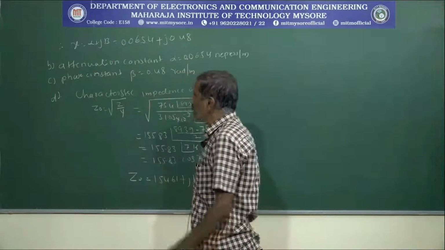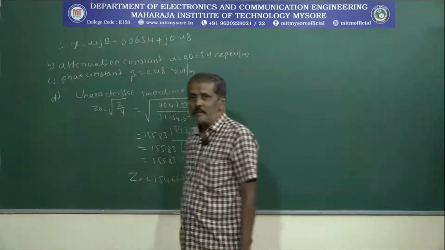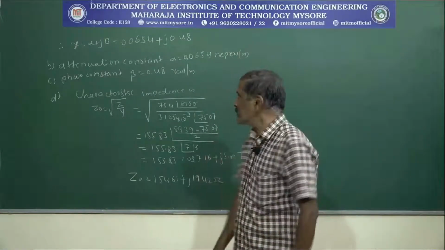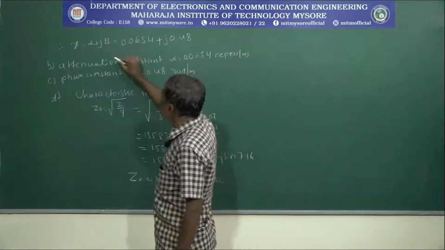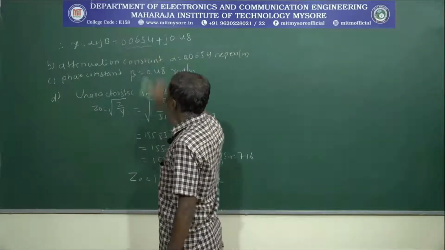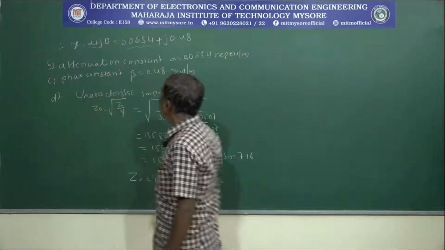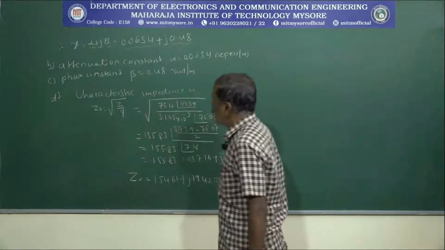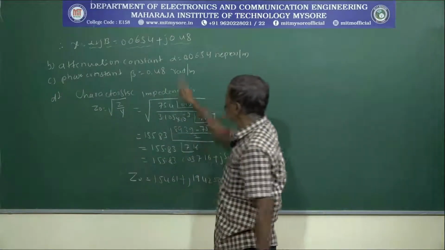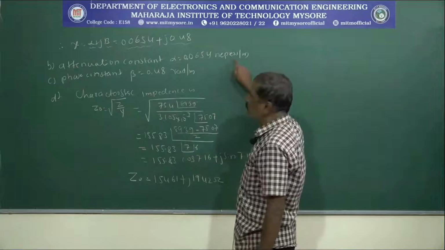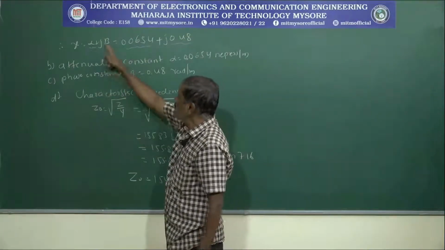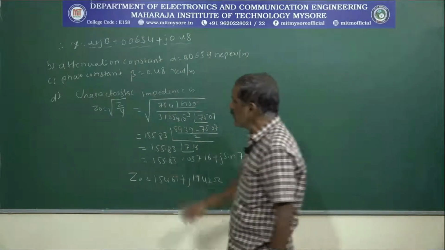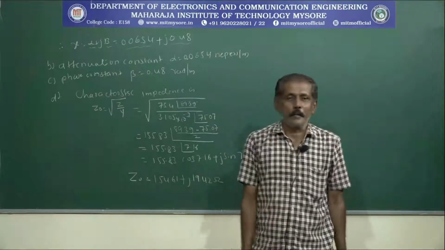So this is the value we already calculated, and from these values you can calculate two other parameters. One is the attenuation constant, another one is the phase constant. In this, 0.0654 is nothing but the alpha, and 0.48 is nothing but the beta. Therefore, our attenuation constant is equal to 0.0654 Nepers per meter, and the phase constant beta is equal to 0.48 radians per meter. Then we will calculate the characteristic impedance.